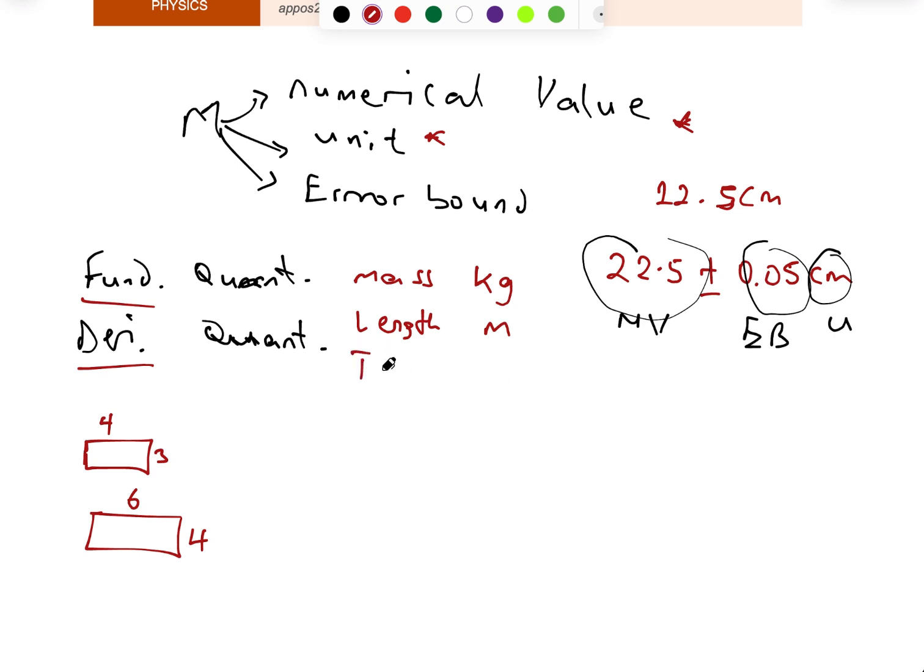The next one is time. Time is another fundamental quantity which is measured in seconds. So time is definitely a fundamental quantity because it cannot be created. It is only used and combined with other fundamental quantities to produce derived quantities.